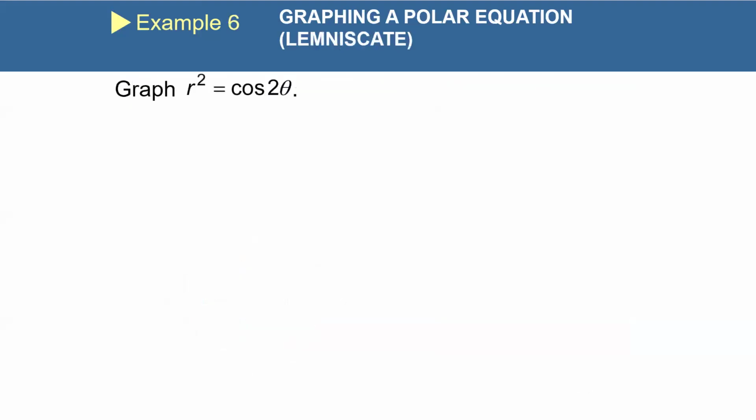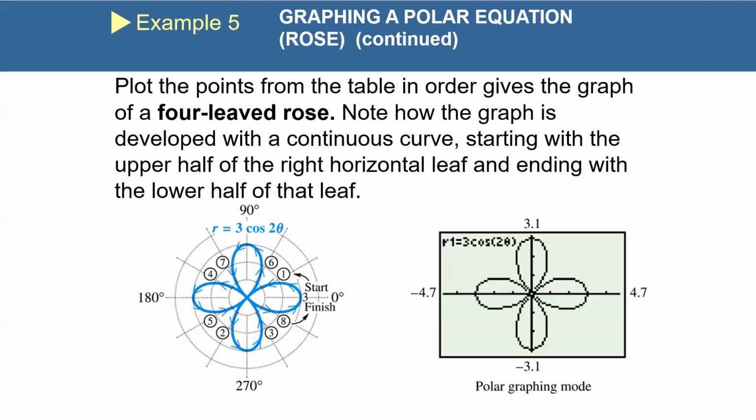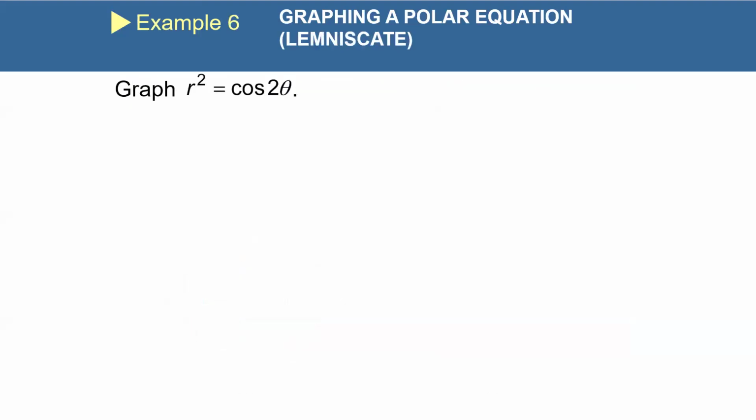All right. So, questions about the rose? We're good? All right. Now we're going to look at a lemniscate. I just called it a lemon in high school because lemniscate was not working in my brain. Lemniscate. Lemon. So we're going to call it a lemon.